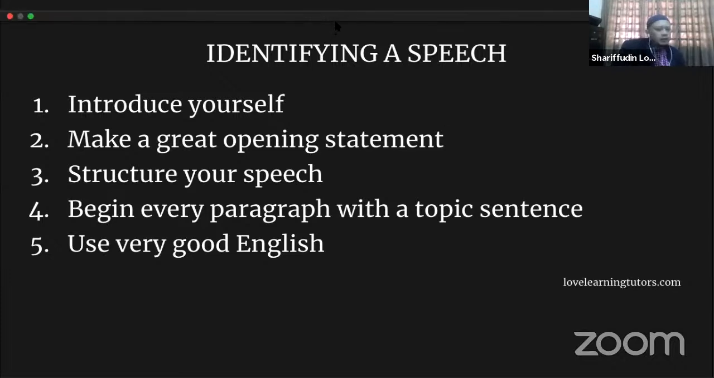Are we clear? Are you all clear on what a topic sentence is? Clear or not? If not, we will see later. Shortly we are going to try to write a speech. Okay, so ask me again about this topic sentence.